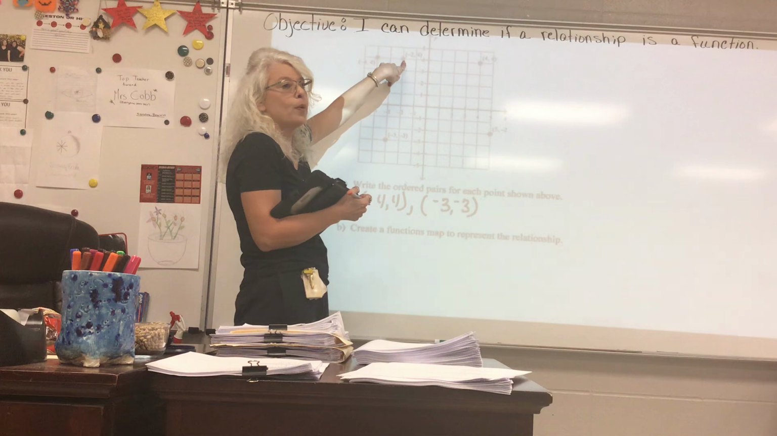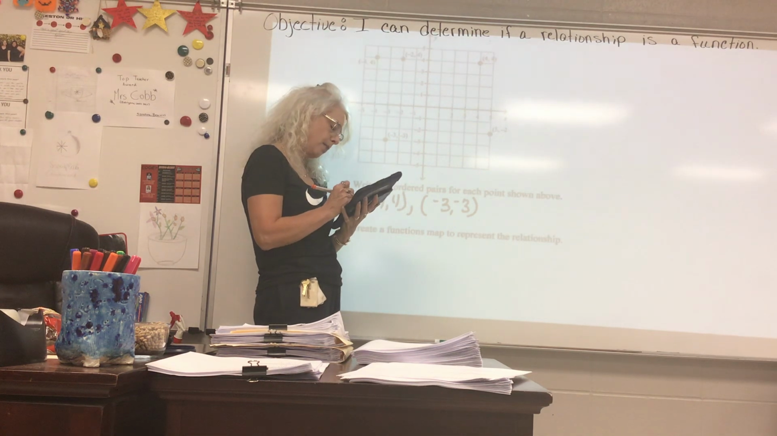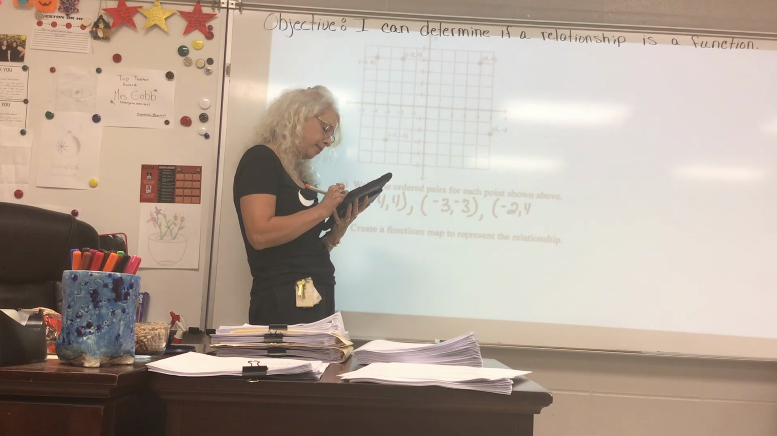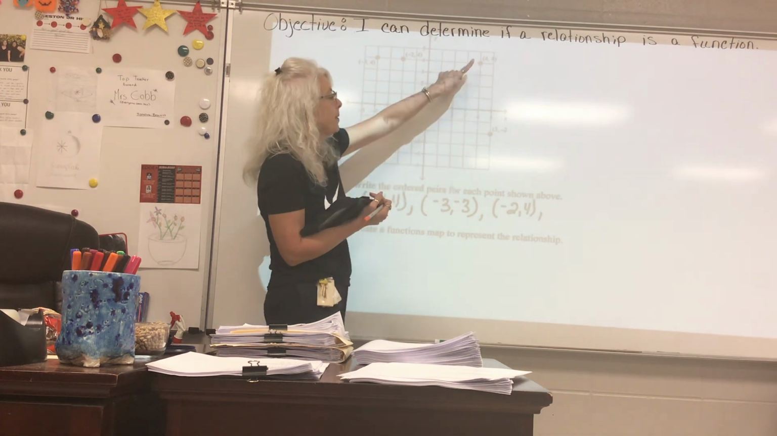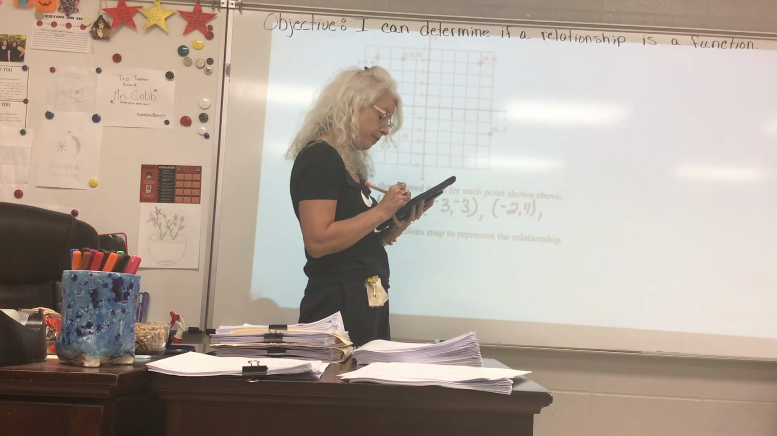What's the ordered pair for this point? Negative 2, 4. So I'm gonna put a comma, and then I'm gonna write down the ordered pair for that point. What's the ordered pair for this point? Positive 4, 4.